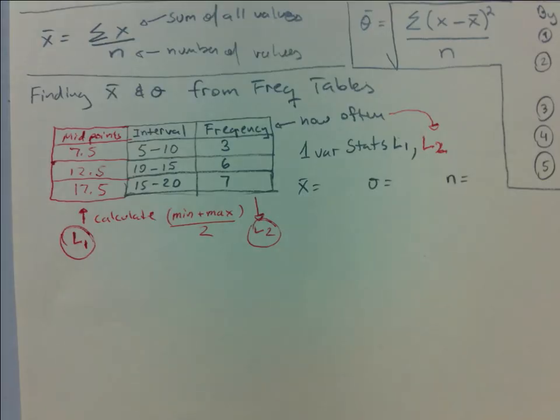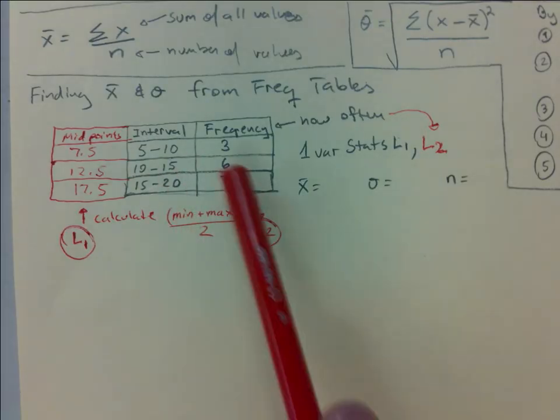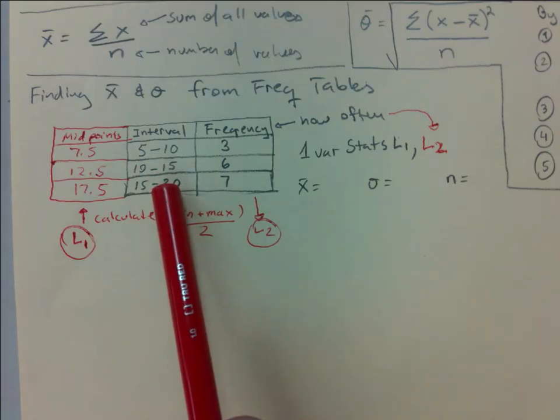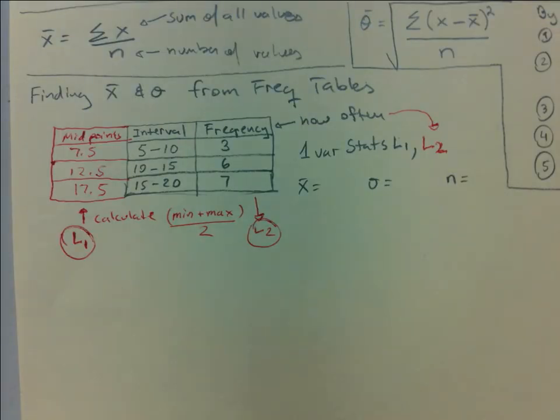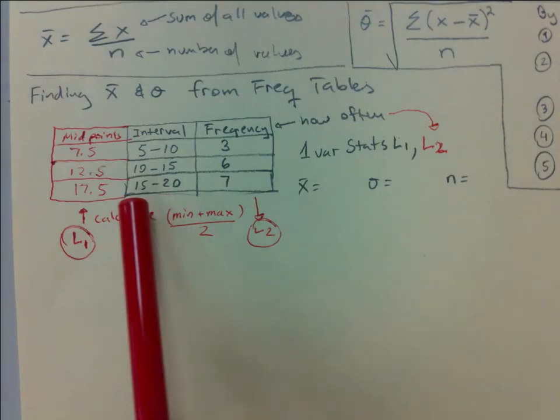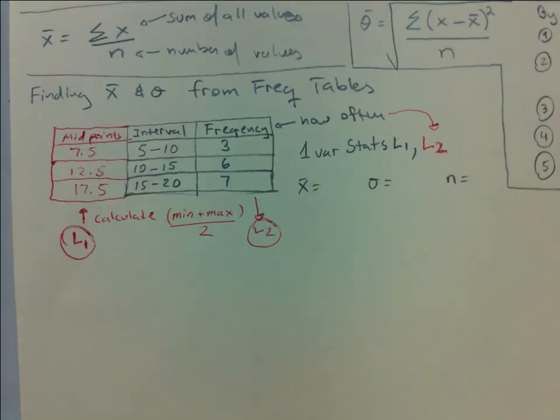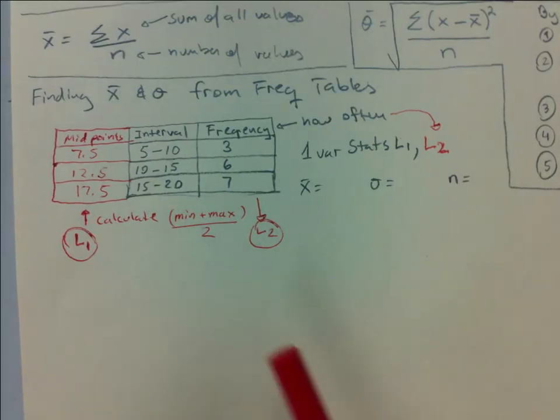One thing I will tell you is sometimes you have a table, but there's no interval. It's just a number here. It's basically already giving you the midpoints. Please, there's no need to calculate the midpoints unless you have that interval, okay? No need to do this unless you have 2 numbers in there, basically, okay?